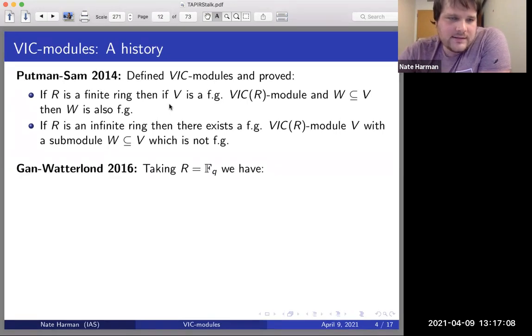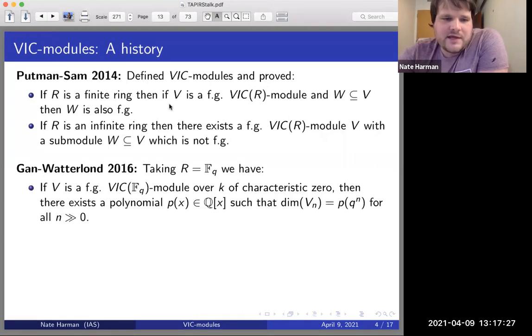All right, the next step in this history is this work of Gan and Watterlond, where they work over a finite field. And so they look at VIC F_q modules, again in characteristic 0. And they show a polynomiality result for the dimensions, but it's kind of a funny polynomiality. It's not polynomial in n anymore. It's polynomial in q to the n. So this is sort of a modified version of polynomiality, but still this is some control over how fast the dimensions are growing in a VIC module.